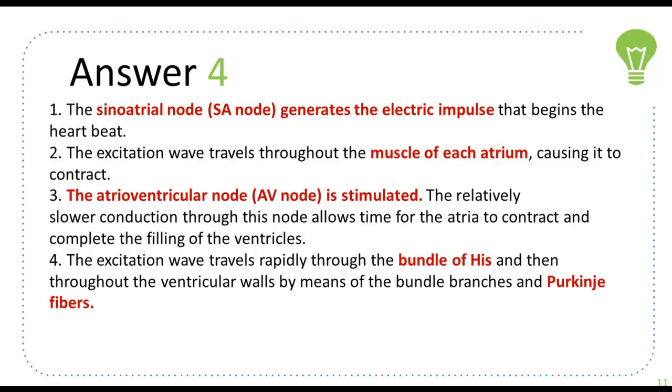Impulses are generated from the sinoatrial node, then go to the atrioventricular node. The slower conduction through this node allows time for the atria to contract after the excitation wave, then it passes on to bundle of His and through ventricle walls to Purkinje fibers. So moving on to next question.